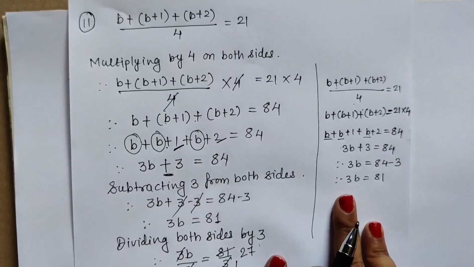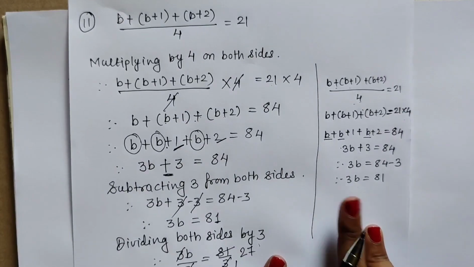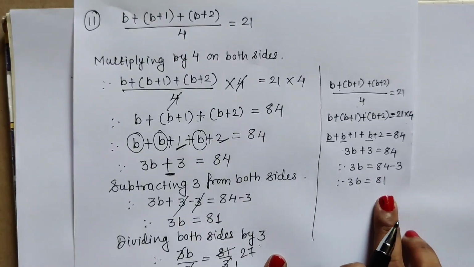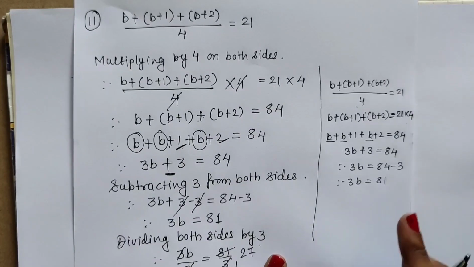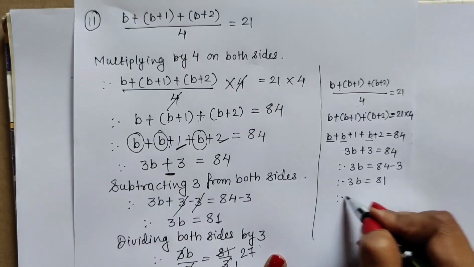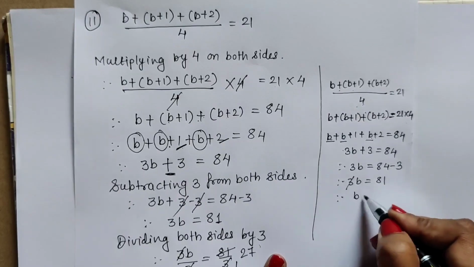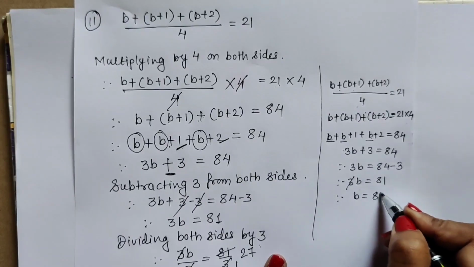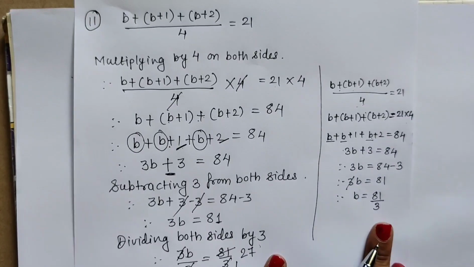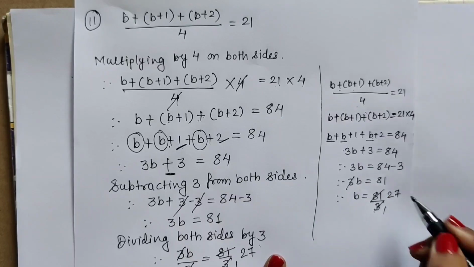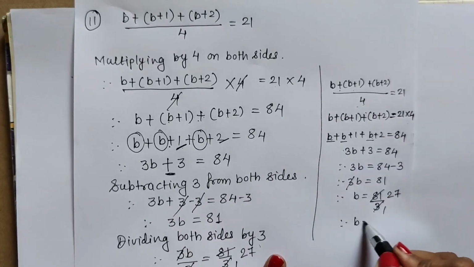Now again this 3 is there on the left hand side. This 3 has to be transferred. Here it is 3 multiplied by b, so when we transfer it to the right hand side it will become divide by. Instead of showing it, we remove this 3 from the left hand side, write only b, and bring it to the right hand side as divide by 3. 3 ones are 3, 3 twos are 6, 3 sevens are 21, so b is equal to 27.